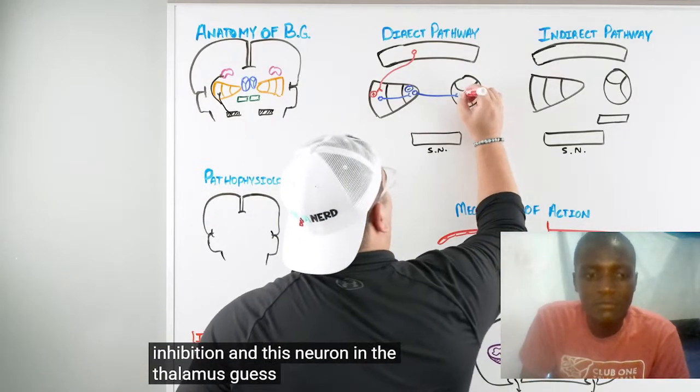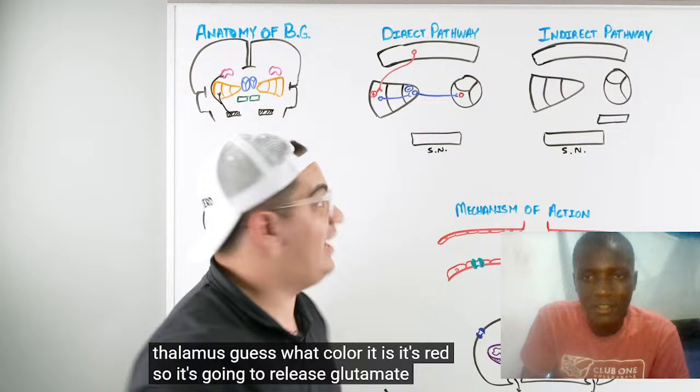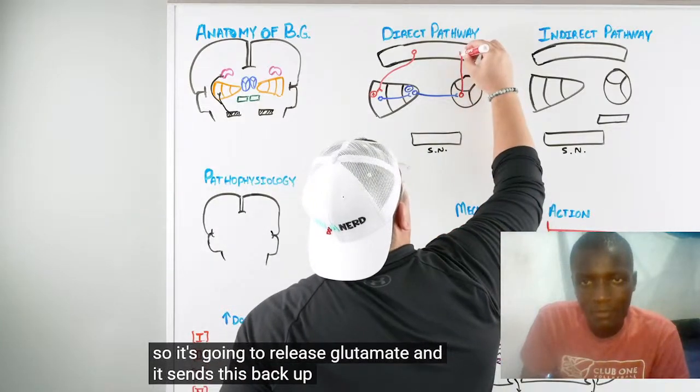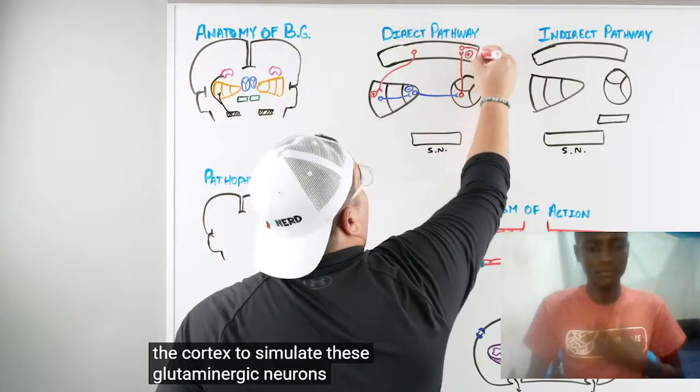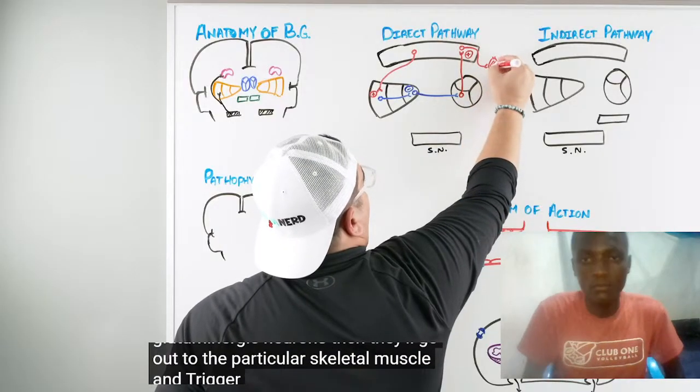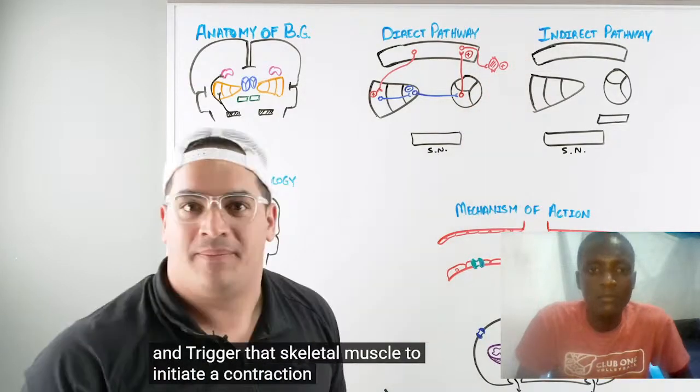And this neuron in the thalamus, guess what color it is? It's red. So it's going to release glutamate. And it sends this back up to the cortex and releases glutamate here on the cortex to stimulate these glutamatergic neurons. Then they'll go out to the particular skeletal muscle and trigger that skeletal muscle to initiate a contraction.